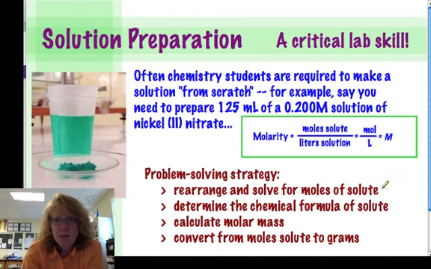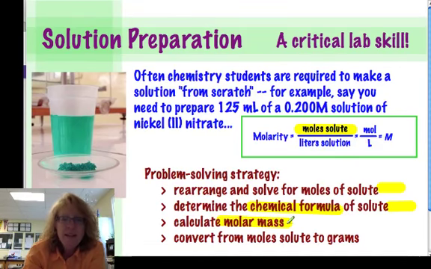But then what we're going to do is take our formula right here, rearrange and solve for moles of solute, because I need to know how much nickel nitrate I need. That's going to come out of that moles of solute. Eventually I'll get moles, and I'll have to convert it to grams. So next, I need to make sure I get that chemical formula. If I have the formula of nickel 2 nitrate wrong, I can't get the molar mass right. So I can't do the next step, right?